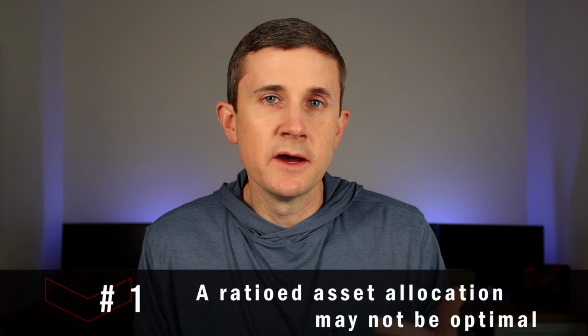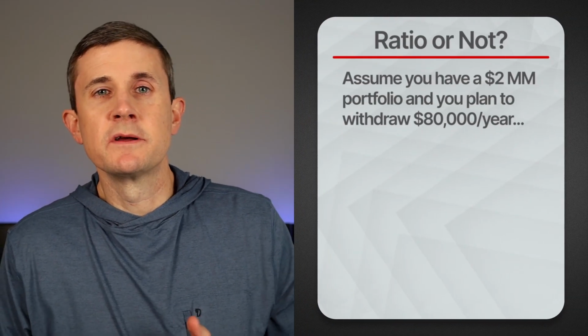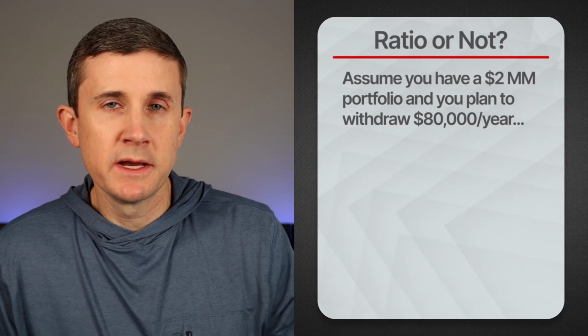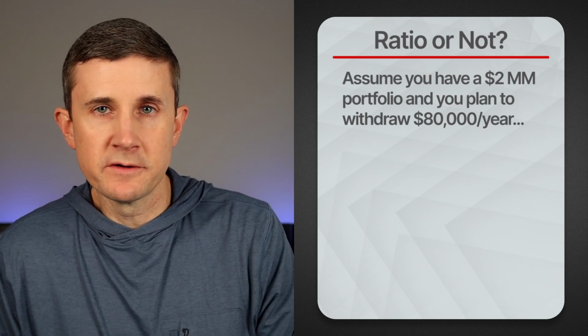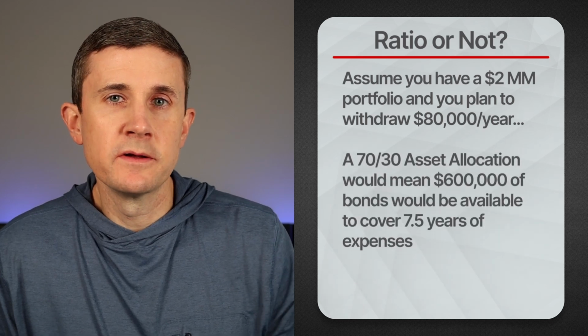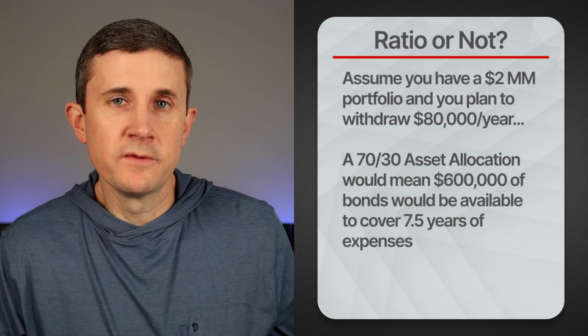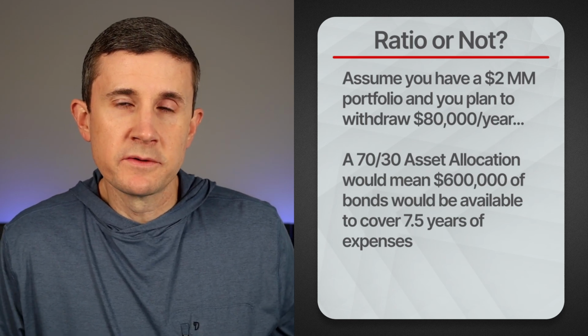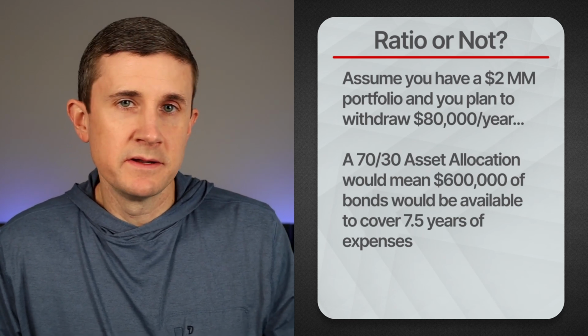The first one being a ratio asset allocation may not be optimal. I've already hinted at this a little bit, but setting an asset allocation to a given ratio may or may not be suitable for you. So for example, assume your portfolio is valued at $2 million and you plan to withdraw $80,000 each year for annual living expenses. That's a 4% withdrawal rate. A 70-30 portfolio would be suitable in this case because 30% or $600,000 of your portfolio that are in bonds would cover 7.5 years of living expenses. It's a little on the conservative side, but it's not out of line.